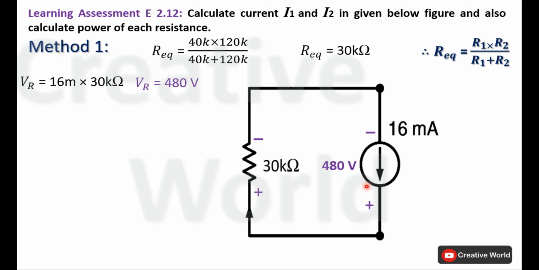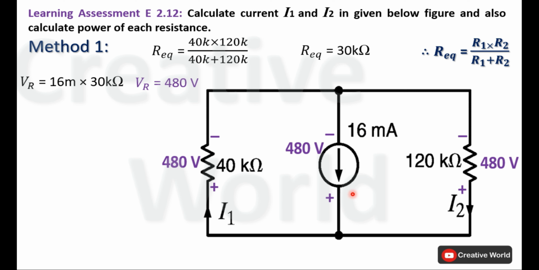So we can move to our earlier circuit and calculate individual currents I1 and I2. Original circuit of the problem is taken along with the value of voltage. Because of parallel connection, voltage across this constant current source will also be appearing across these two resistances. Voltage across these resistances along with their polarities are known and resistance value is also given. So we can calculate their currents. We will start from I1. I1 will be equal to voltage across this resistance divided by the value of this resistance. 480 divided by 40 kilo ohm, and the value of I1 will be equal to 12 milliampere.